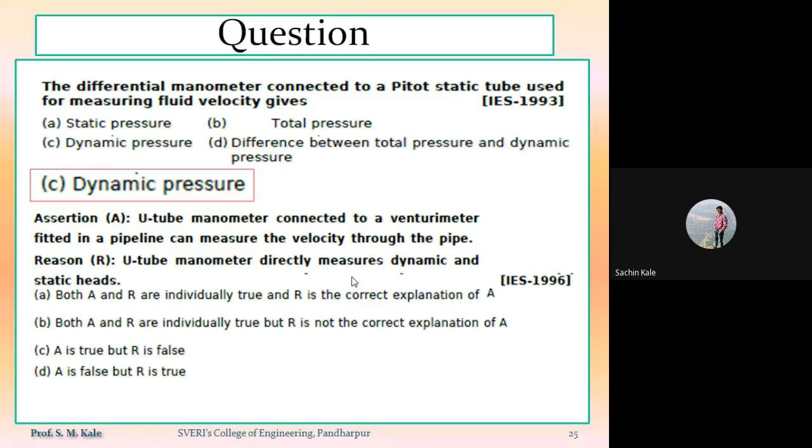First, assertion A is: a U-tube manometer connected to a venturimeter fitted in a pipeline can measure velocity through a pipe. We know the application of venturimeters, for what purpose we are using the venturimeter: it can be used for measuring the discharge. But once you are able to calculate the discharge, then by knowing the diameter of that pipe, you are able to calculate the velocity of the fluid passing through the pipe.